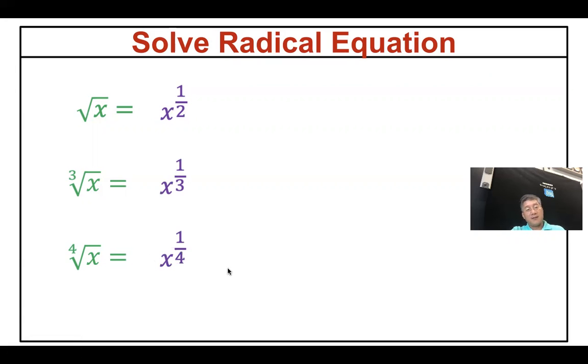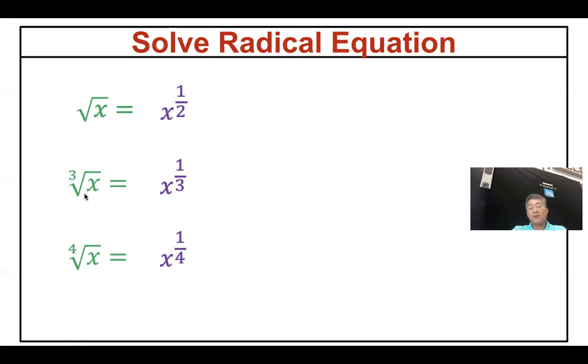To eliminate a square root, what should you do? You square it, right? X to the half power, squared, is a power to another power, so you multiply. Half times 2 becomes 1, so you get x to the 1. That way you eliminate the square root by squaring.